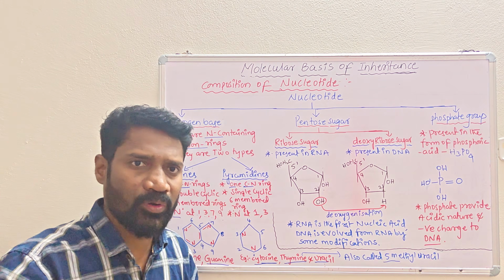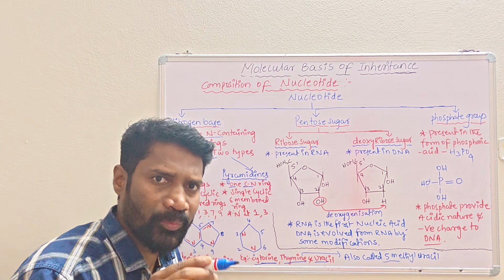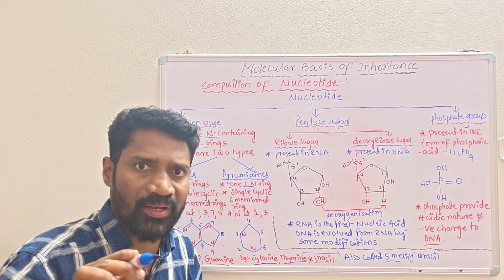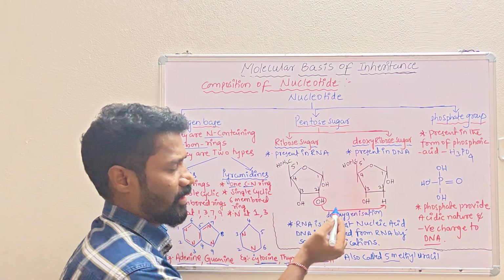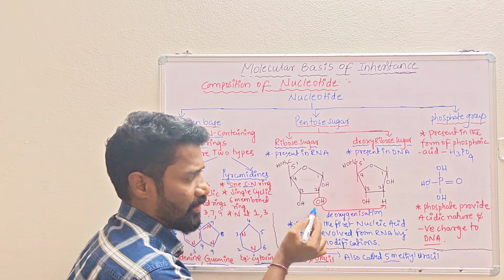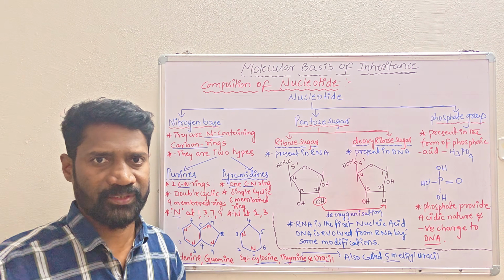deoxyribose sugar. Why is it called deoxy? Here oxygen is removed. The process of removing oxygen is called deoxygenation. That's why this is called ribose sugar and this is called deoxyribose sugar. Here oxygen is present, here oxygen is absent. That is the difference.